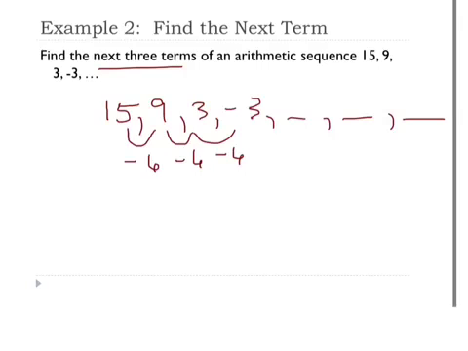So we're going to just continue that trend. Negative 3 plus a negative 6 is going to give me a negative 9. Negative 9 plus a negative 6 is going to give me a negative 15. And negative 15 plus a negative 6 will give me a negative 21. And so we did that perfectly fine. We did not need to use the explicit formula because it was really easy to do that recursively.